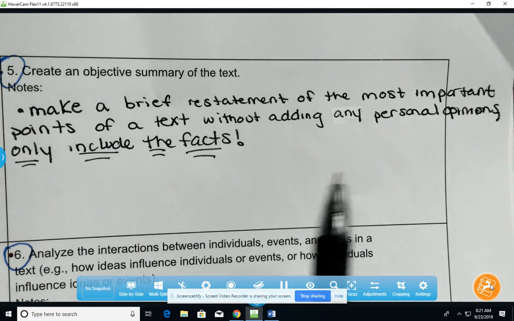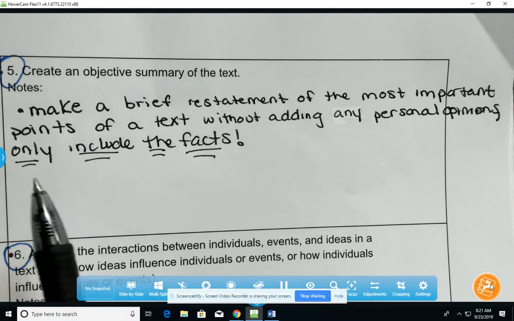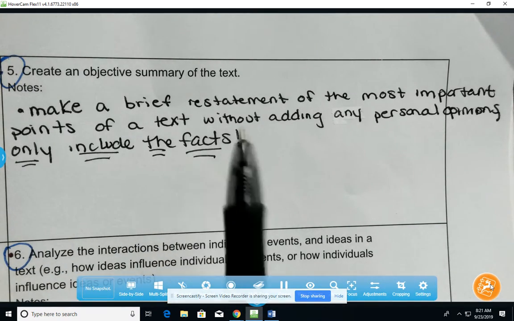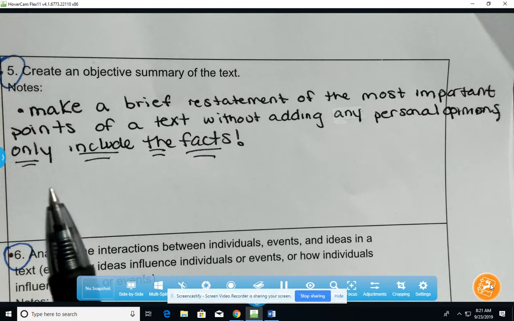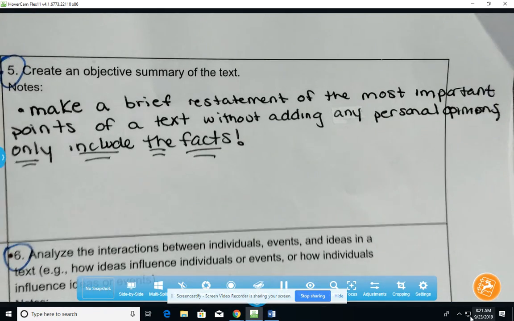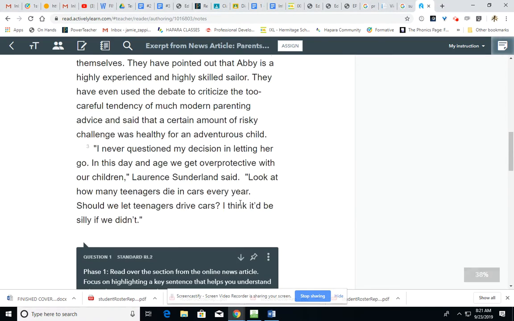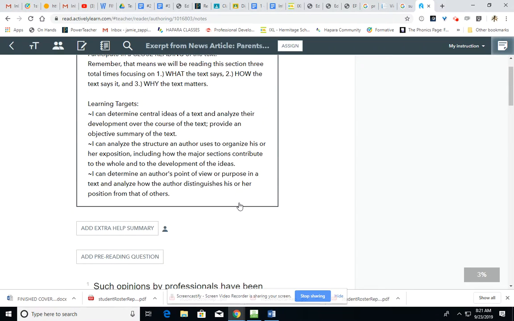When we look at objective summaries of fiction, of nonfiction, of informative text, we only include the facts from the piece in that. If there are personal opinions mentioned, then it's not going to be a valid objective summary of the text. So that's the first reading, is to create an objective summary of the text, to reread for understanding, to understand what the text says.